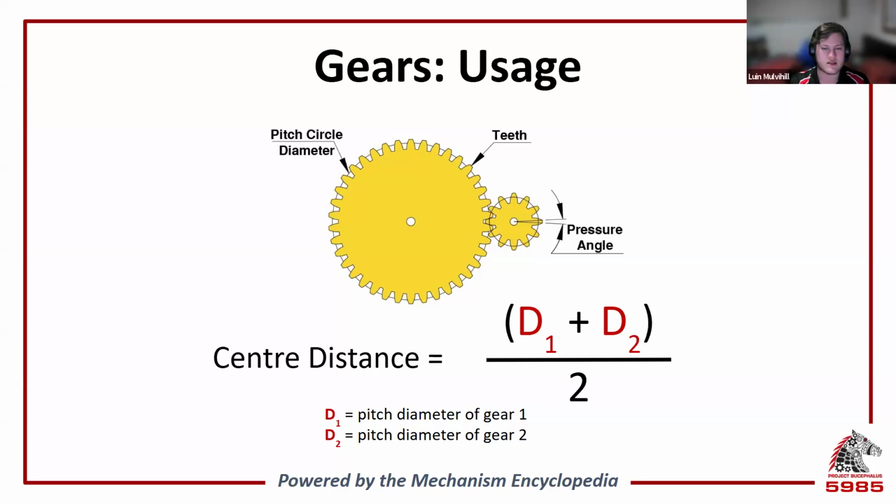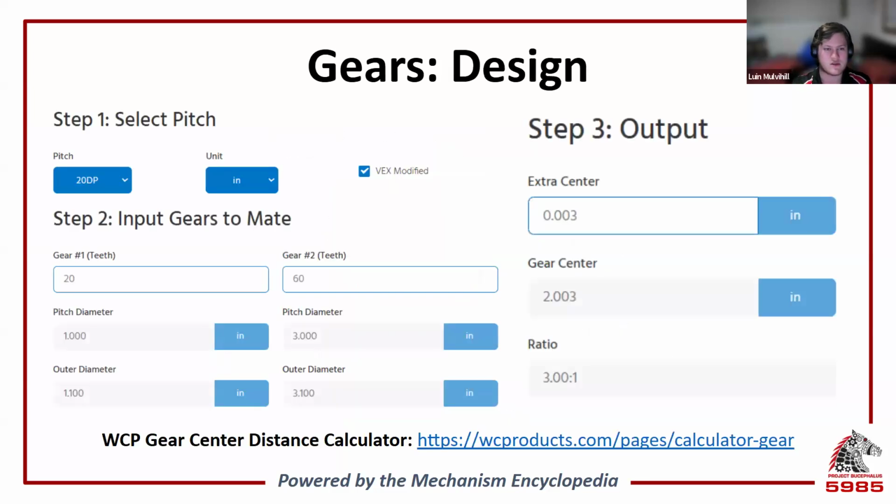So how can we quickly and easily calculate the center distance of two gears? The tool that I like to use is the West Coast Products Gear Center Distance Calculator. You can input the diametral pitch of the gears being used in step 1. In step 2, you put the number of teeth of each of the gears. And then step 3 will output the gear center, which is the ideal center distance between your two gears.